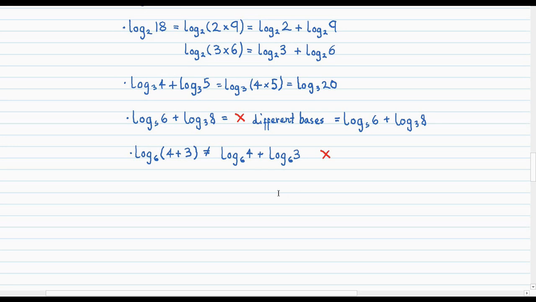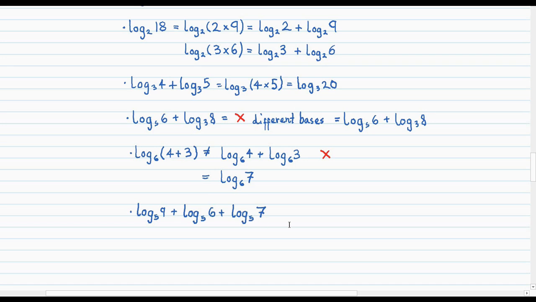Remember, you can only split it this way if the terms in the brackets are multiplying each other. However, in this case, this would just simplify to log 7 base 6. For the last example, we have log 9 base 5 plus log 6 base 5 plus log 7 base 5.